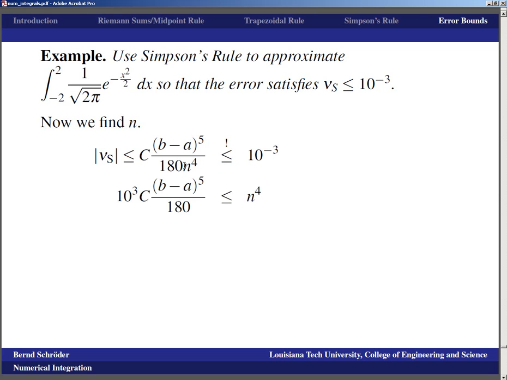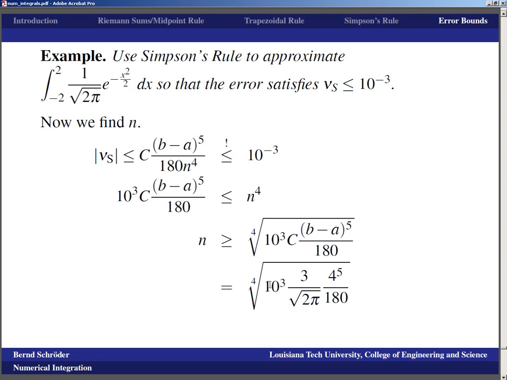I can push the n to the fourth over to the right side. I multiply with n to the fourth. I divide by 10 to the negative 3. And what I end up with is, highlighting doesn't want to work here, an n to the fourth on the right side and a 10 cubed on the left side. And so now n has to be greater or equal than the fourth root of what we have over here, which would be the fourth root of 10 cubed times 3 over root 2 pi, or 1.25 would have worked also here, times 4 to the fifth, because the interval has length 4, divided by 180.